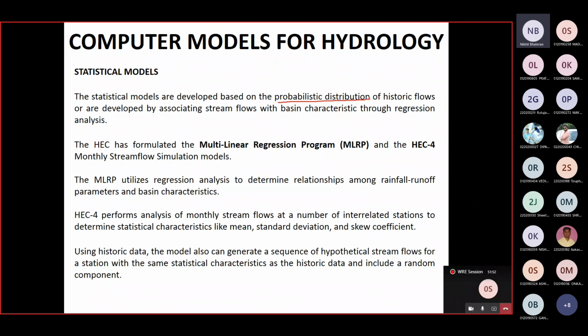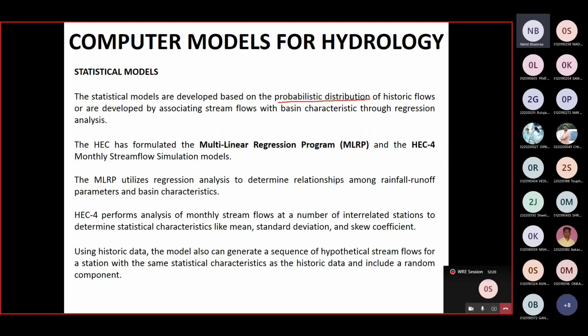Statistics is used here in terms of probabilistic distribution. If you have historical data for a longer time span, that historical data can be used for the purpose of study, and it will help us in terms of prediction. Like if you have some historical data, it will show that when this much amount of rainfall is there, this is the runoff which is getting generated.